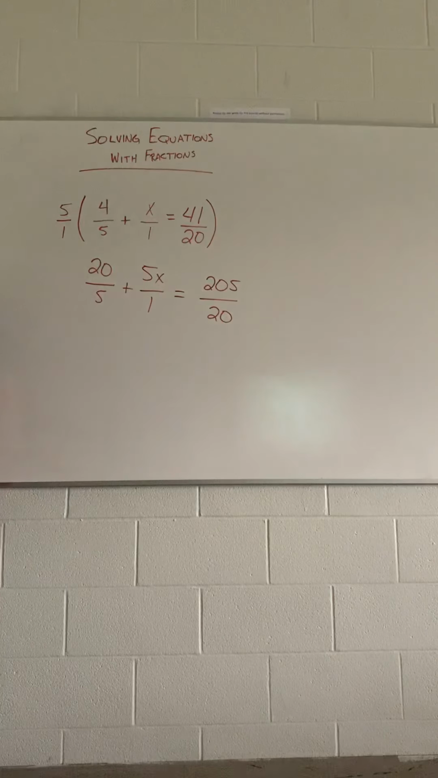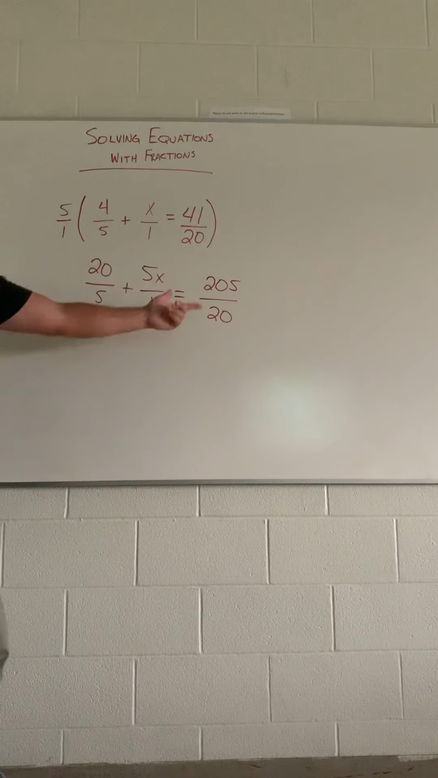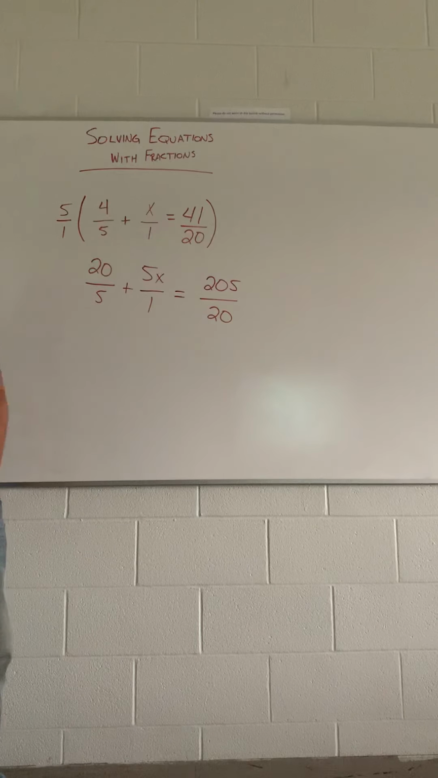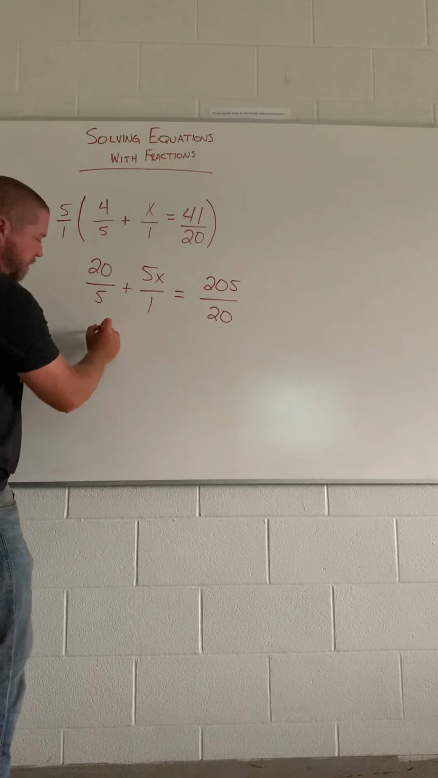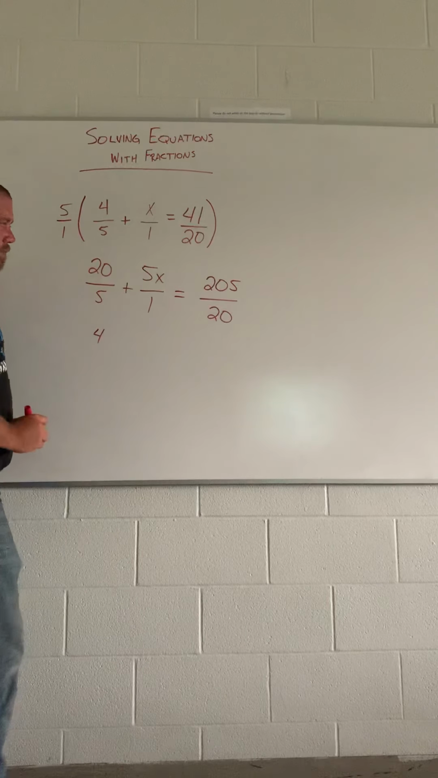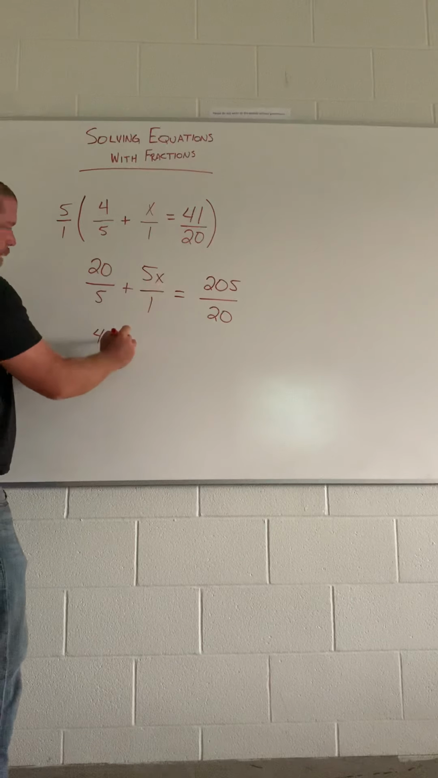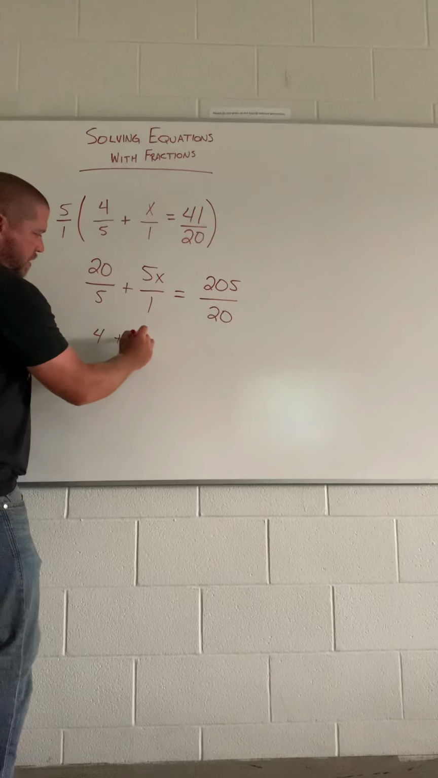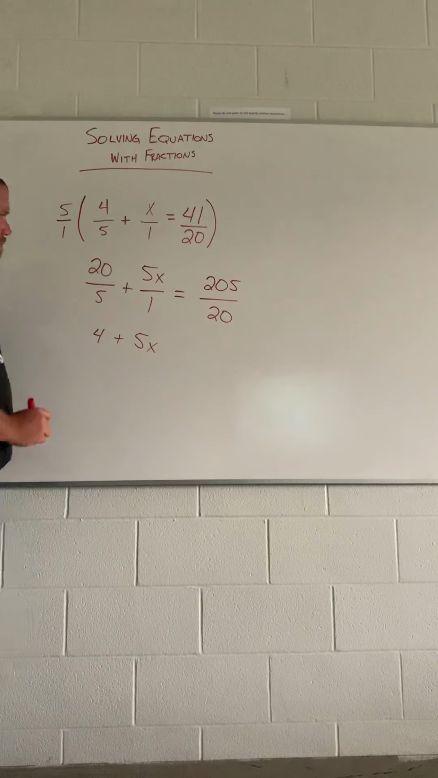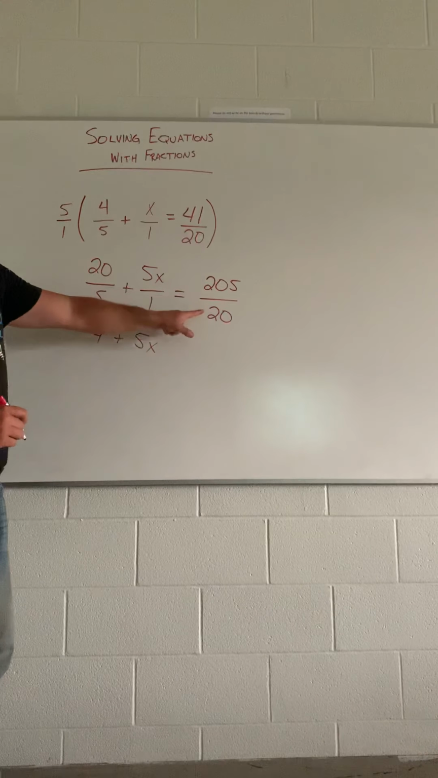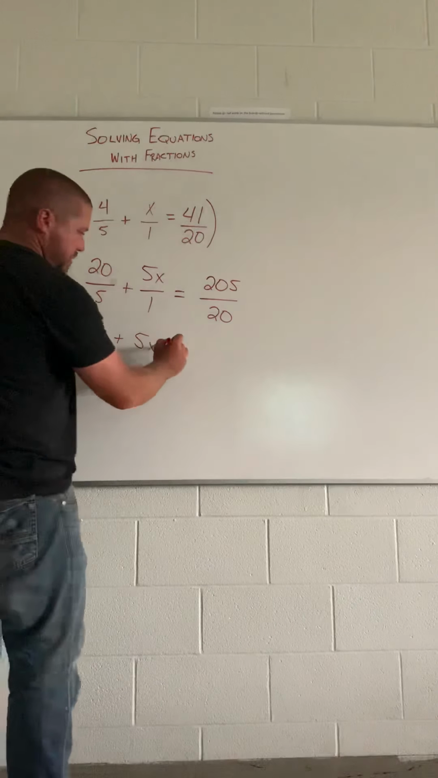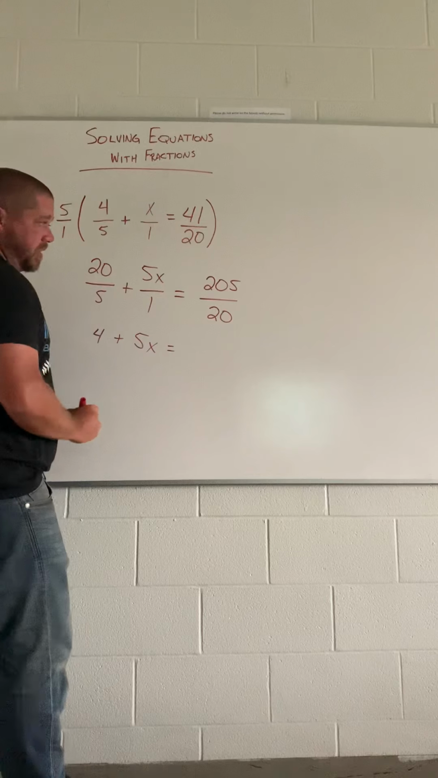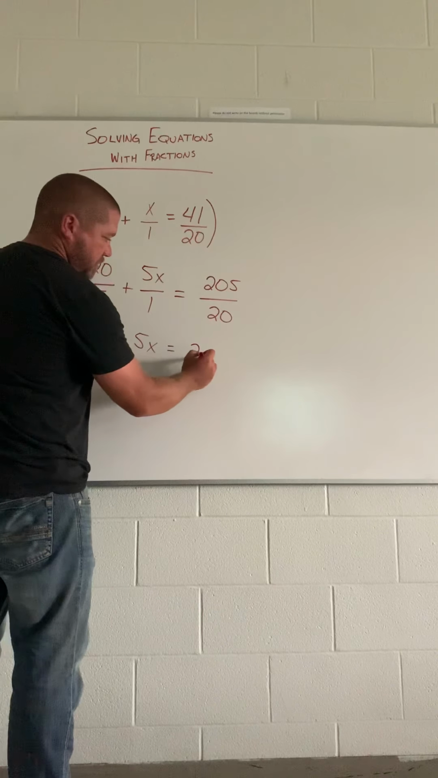Now, it seems like I've complicated things a lot because I went from having 2 fractions to having 3 fractions. But now we can simplify. 20 over 5, or 20 divided by 5, is 4. 5x divided by 1 is 5x. And 205 divided by 20, well, we're just going to leave that as 205 divided by 20.